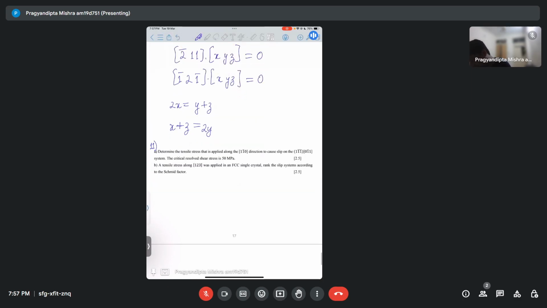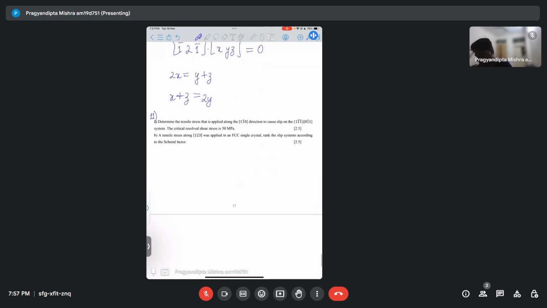Okay. They are saying determine the tensile stress that is applied along the [1 bar 1 0] direction to cause slip on the (1 1 1) [0 1 bar 1] system. The critical resolved shear stress is given as 50 MPa. Okay. So they have given us the loading direction as [1 bar 1 0], slip plane and direction as (1 1 1) and [0 1 bar 1]. They have also given us the critical resolved stress, which is 50 MPa.